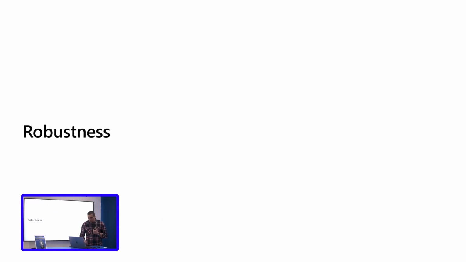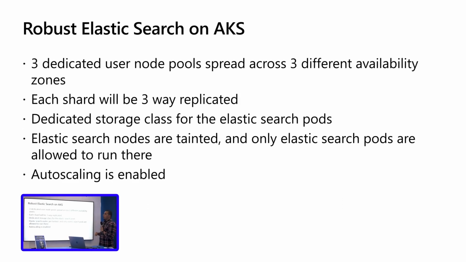Okay. So let's start with robustness. When we talk about robustness, this is how we designed that cluster to be robust. So I'm going to install Elasticsearch in an AKS cluster. I want to make it robust, and then I'm also going to design for rebound as well. The first thing that we did is we have 3 dedicated node pools spread across 3 different availability zones. So now we have 3 nines 5 in there. Each shard in Elasticsearch will get 3-way replicated. So we're going to make sure that the shards are replicated as well.